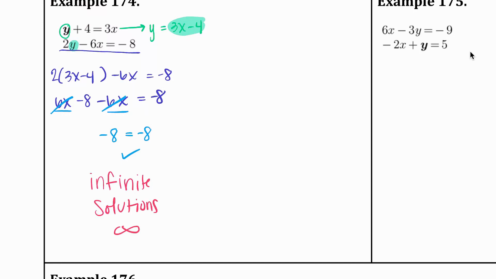Remember what that means graphically. That means we have the same equation graphed twice. It's like we graphed our first equation, we graph our second one right on top of it. So they intersect at every point. Every single point makes both equations true. So we have infinite solutions.